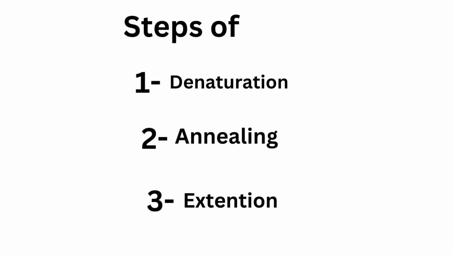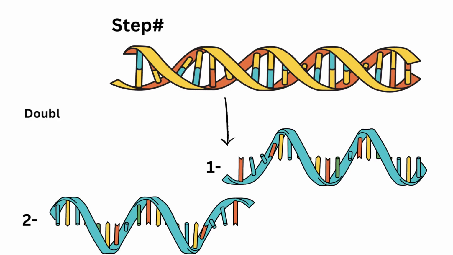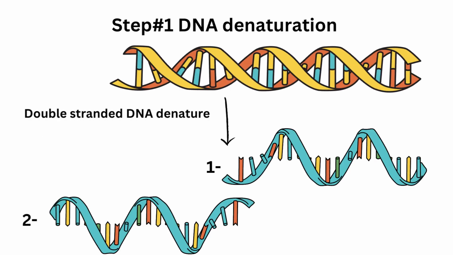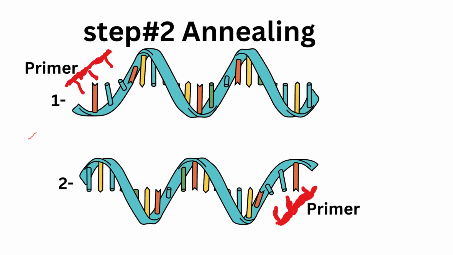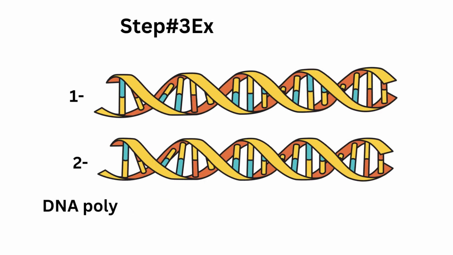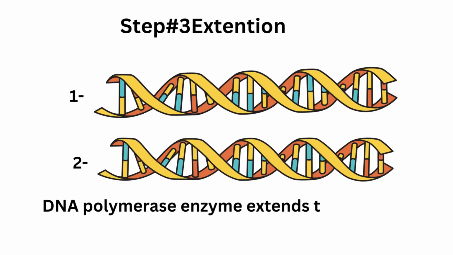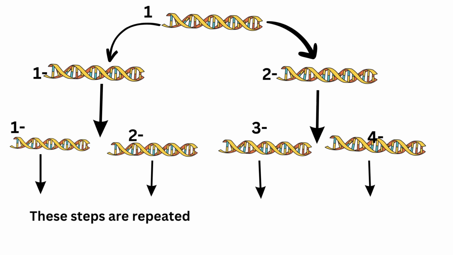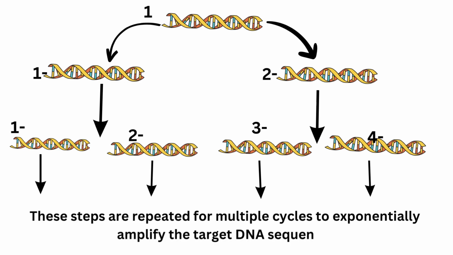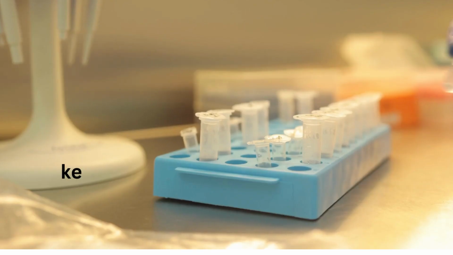The PCR process involves three main steps. 1. Denaturation. The DNA sample is heated between 94°C-98°C to separate the double-stranded DNA into single strands. 2. Annealing. The temperature is lowered to 55°C, allowing short DNA primers to bind to the complementary template DNA sequence. 3. Extension. The temperature is slightly raised to 72°C, and a DNA polymerase enzyme extends the primers, synthesizing new DNA strands. These steps are repeated for multiple cycles to exponentially amplify the target DNA sequence.